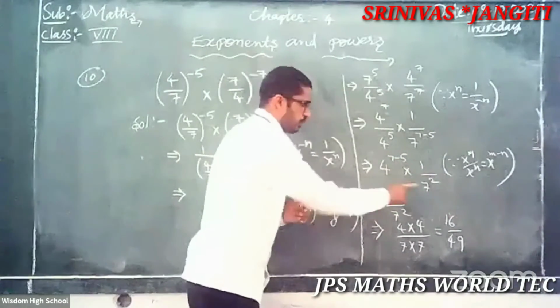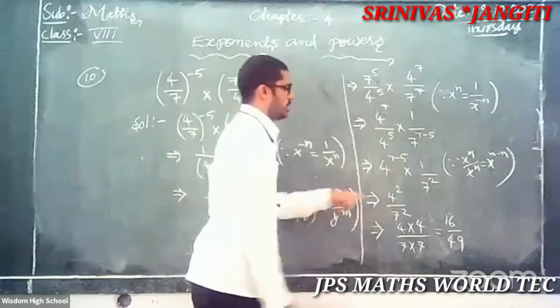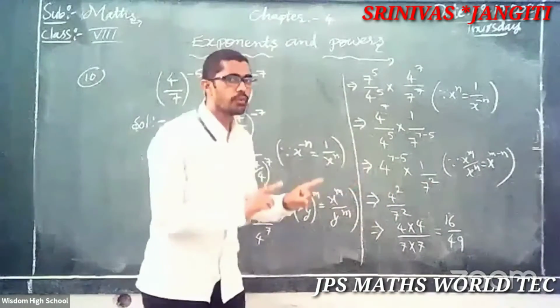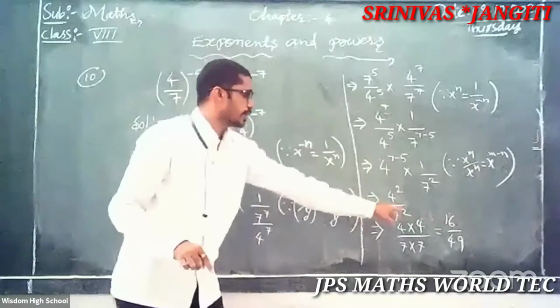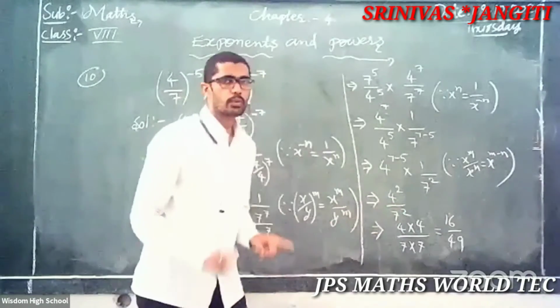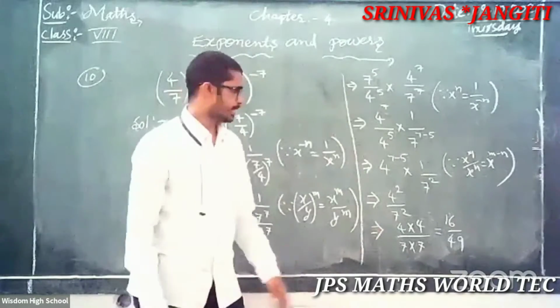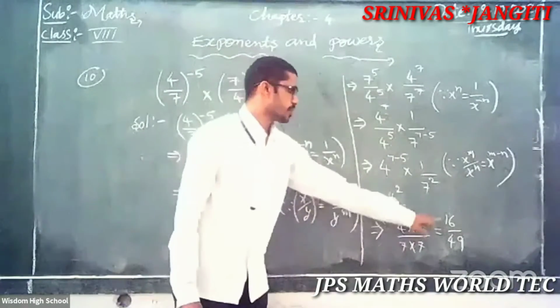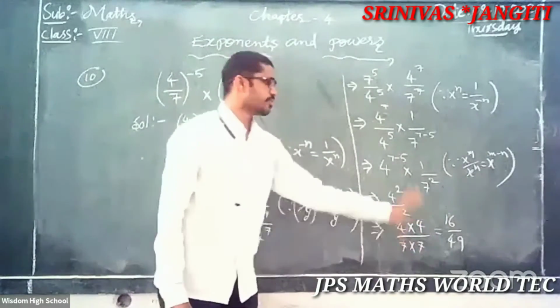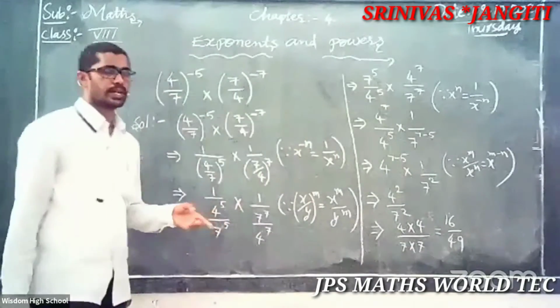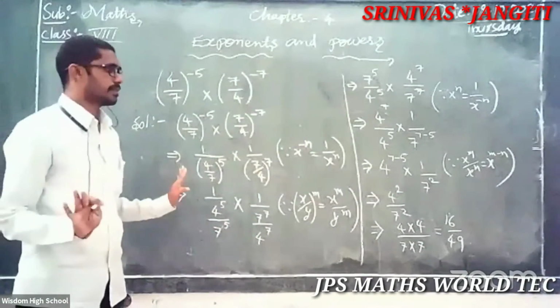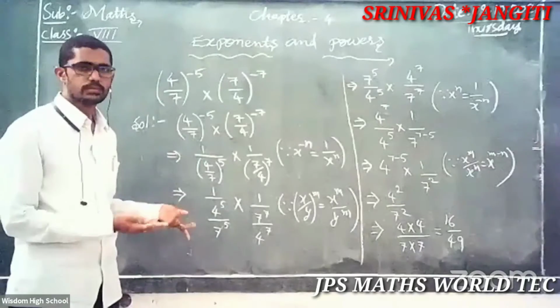4 square by 7 square down. What is the meaning of 4 square? 4 two times. That's why 4 into 4 by 7 square. What does it mean? 7 is two times. That's why 7 7s are 49. Then after, 4 4s are 16 by 7 7s are 49. Therefore, the result, what do you get? 16 by 49. Is it clear?